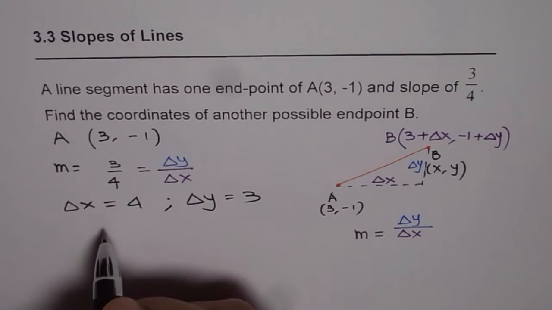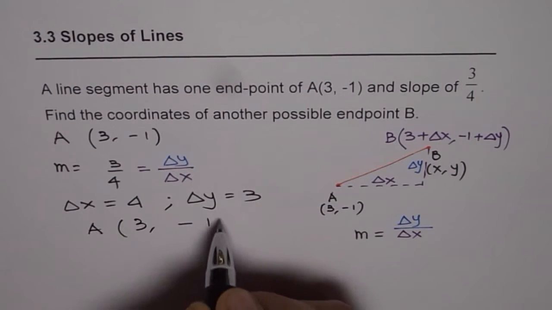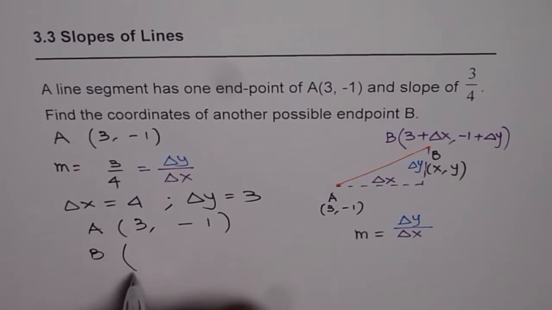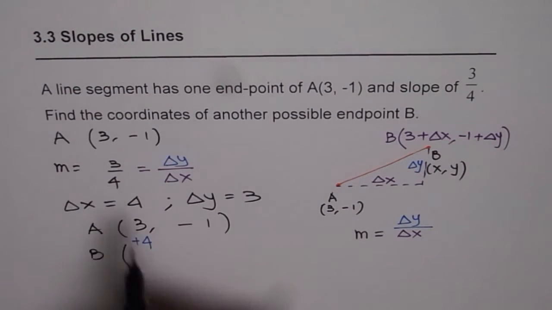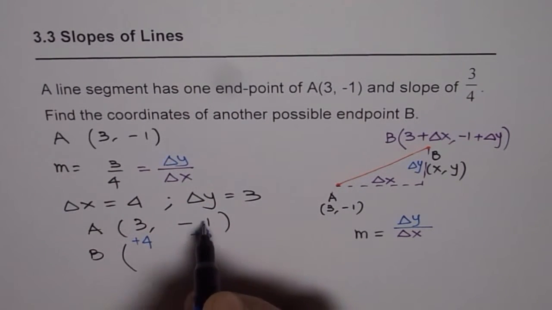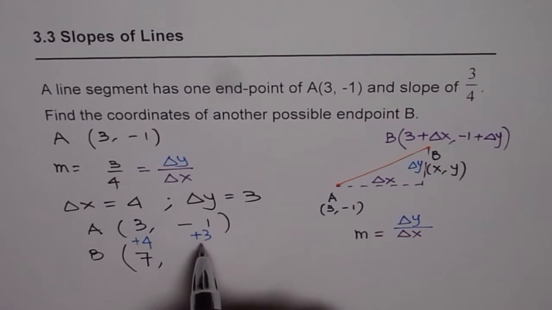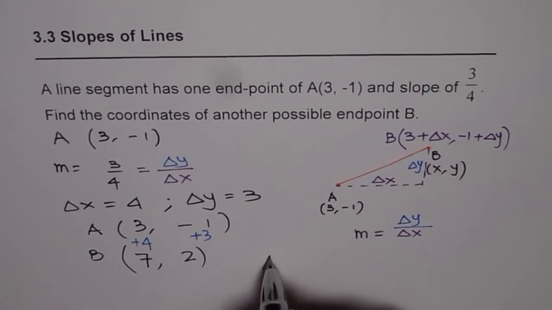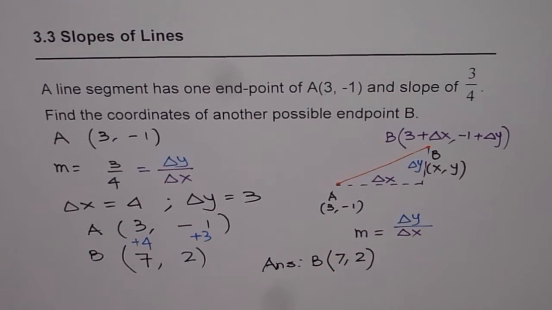So to get to point B, let me write it like this. A is (3, -1). B should be, what should we do? We should add the delta x value, which is 4 for us, and the change in y value, which is 3, to these values. If we do that, what do we get? 3 plus 4 is 7, and -1 plus 3, or 3 minus 1, is 2. We get the coordinates of point B, right? And therefore, our answer is, coordinates of point B are (7, 2).